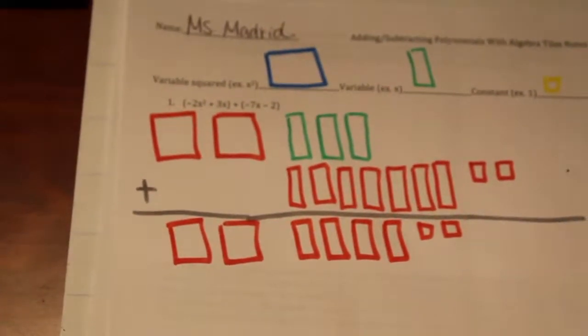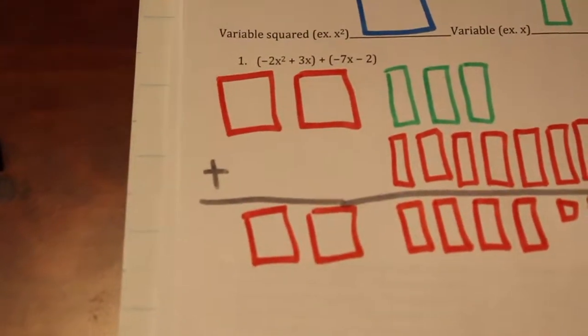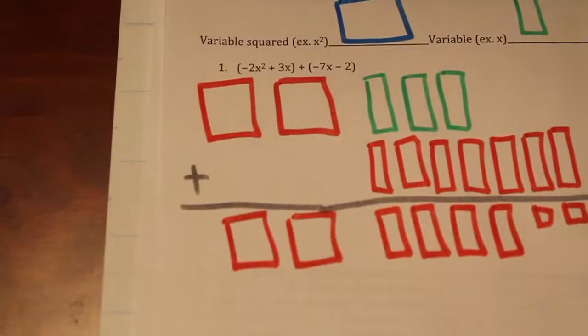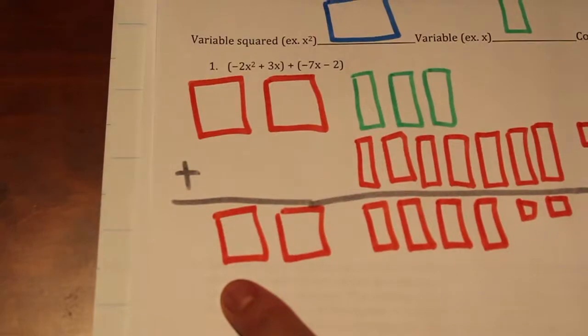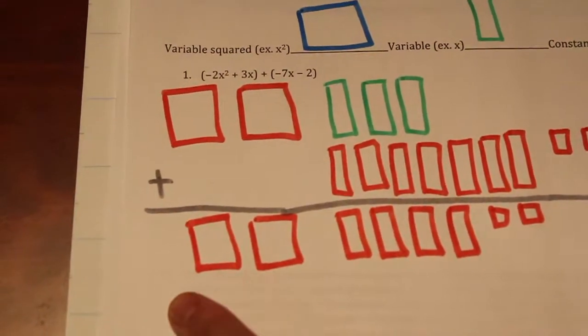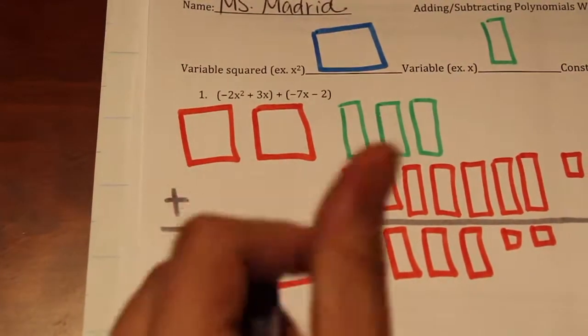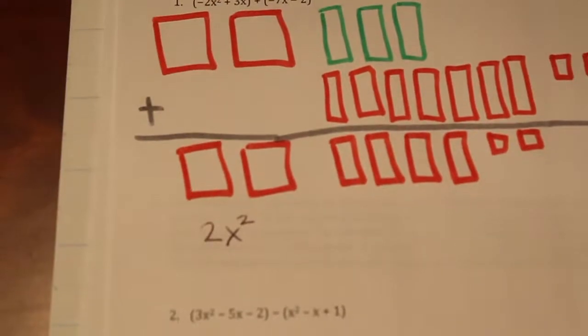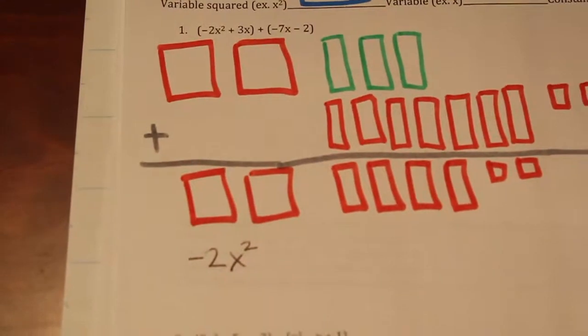Now what we want to do is translate it back into numbers and variables. So we were left with two big red squares. So remember that the big squares represent an x squared, and there are two. So then it is 2x squared. But remember that the red means that they are negative. So negative 2x squared.